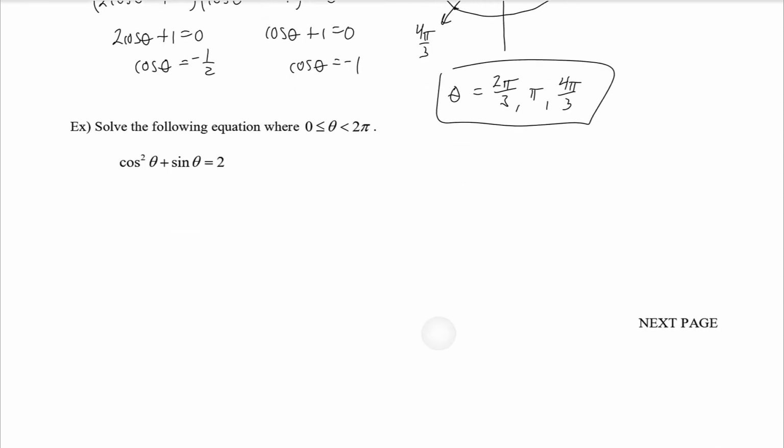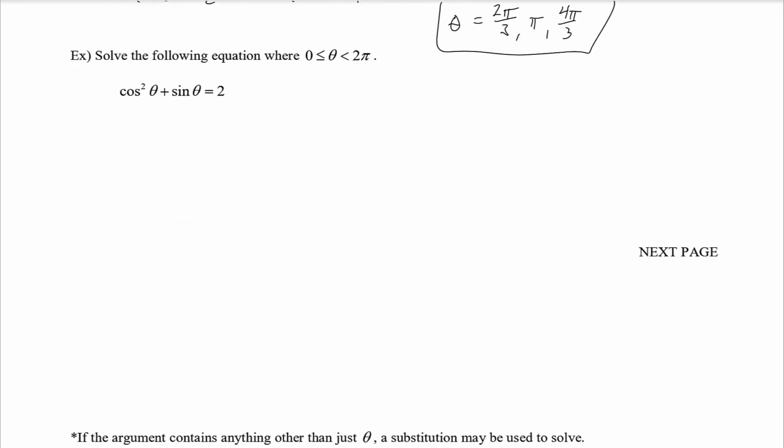Let's try another one. So again, I've got a cosine squared. I kind of want them all to be the same trig ratio. So let's swap out cosine squared for 1 minus sine squared. And then let's move everything to one side.